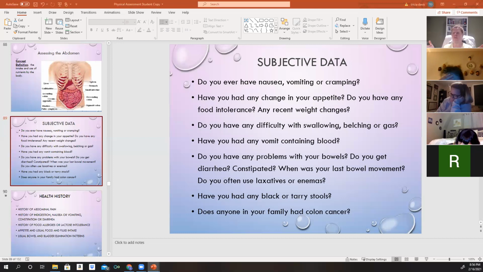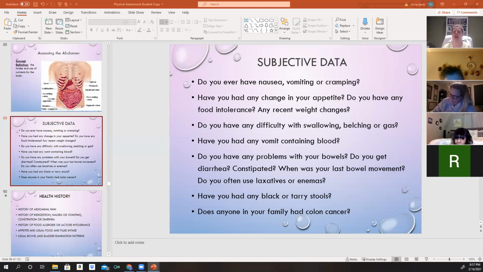What are your normal bowel habits like? Do you have IBS and maybe you have diarrhea every day? Are you chronically constipated? Do you have to take stool softeners every day? Do you have to use enemas or laxatives? Do you have black stool? If you have black or tarry stool, that is a sign of an old GI bleed because the blood is dark. Bright red is an active bleed.